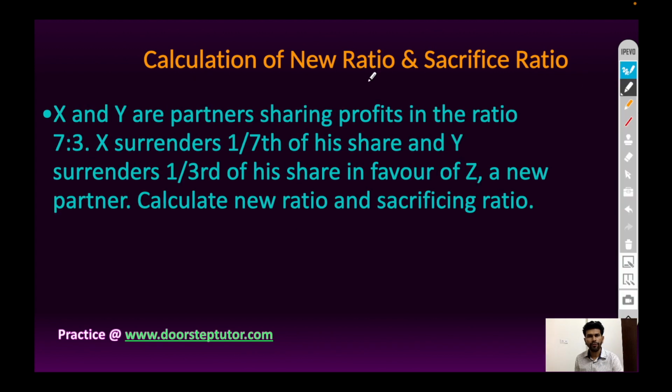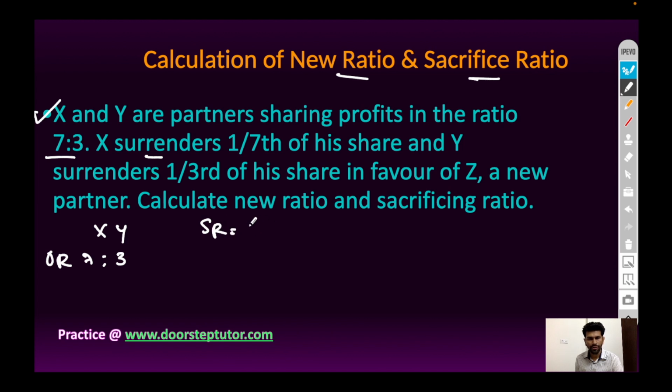Now calculation of new ratio and sacrifice ratio. X and Y are partners sharing profit in the ratio 7 is to 3. X and Y are old partners and the old ratio is 7 is to 3. X surrenders, now it is talking about sacrifice. X surrenders 1/7 of his share.